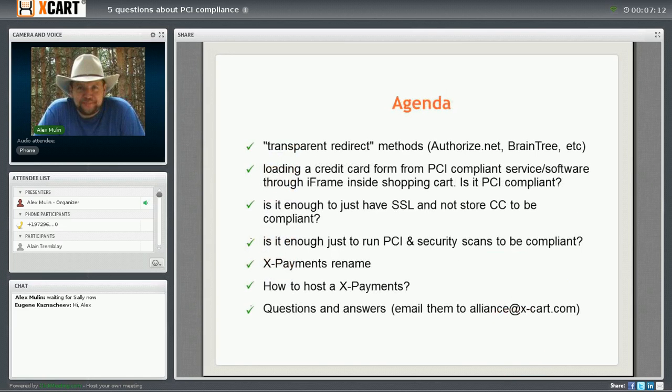Let me speak a little bit about our agenda for today. We are going to address several frequently asked questions about PCI compliance that X-Cart merchants ask. The first question will be about transparent redirect methods like Authorize.net DPM and Braintree and similar. Also, loading a credit card form from a PCI compliance service or software through iFrame technology inside a shopping cart. Is this PCI compliant? Also, is it enough just to have an SSL certificate and not store credit cards to be compliant? Is it enough just to run PCI and security scans to be compliant? And also a couple of questions about X-Payments.